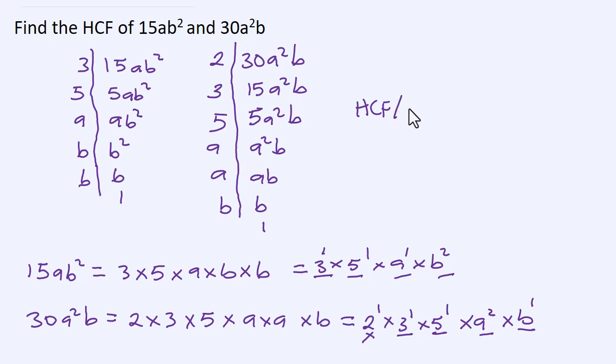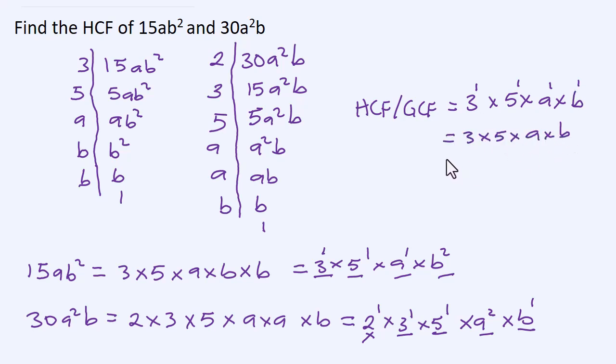So the HCF slash GCF becomes, let's write out all the common index. So 3 multiplied by 5 multiplied by a multiplied by b. Now taking their least index, so the least index for the both of them is 1 here, 1 here, 1 here, and 1 here. This becomes 3 multiplied by 5 multiplied by a multiplied by b. 3 times 5 is what? 15, and then a times b becomes ab. So 3 times 5 is 15, 15 times a is 15a times b, 15ab.